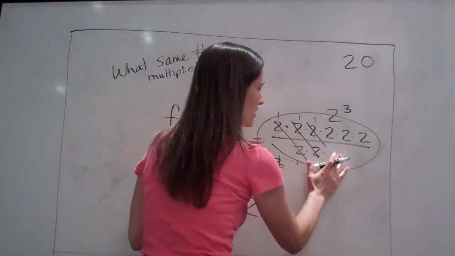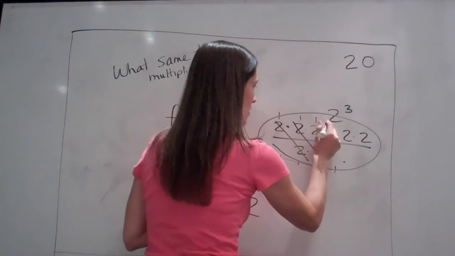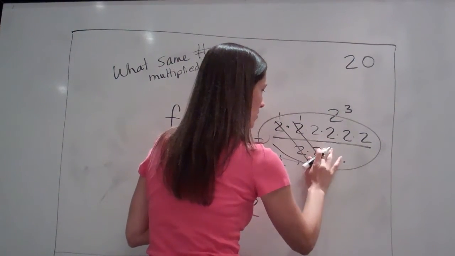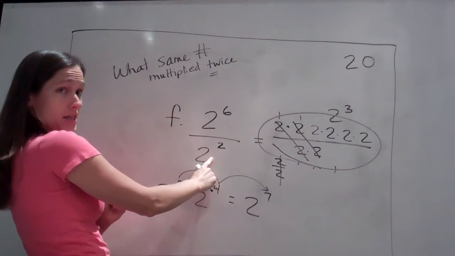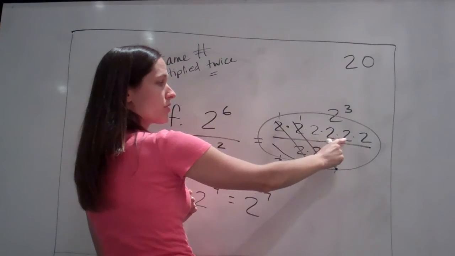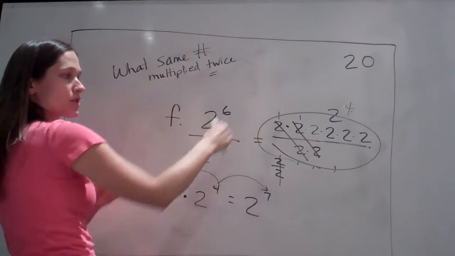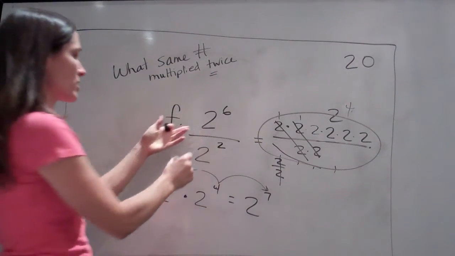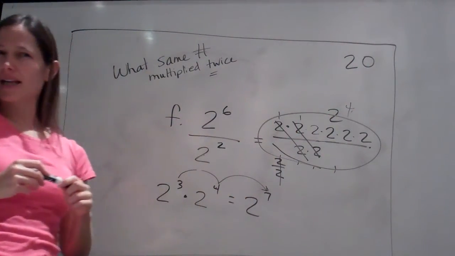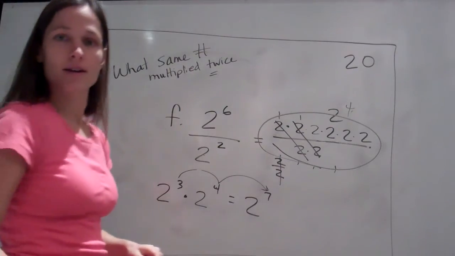Okay, so then what does that mean? Those 2's aren't crossed out because we only had 2 of them, right? So what would this be? 2 to the 4th power, because 6 minus 2 is 4. And my base stays the same. Got it? Yep. All right. Thank you.